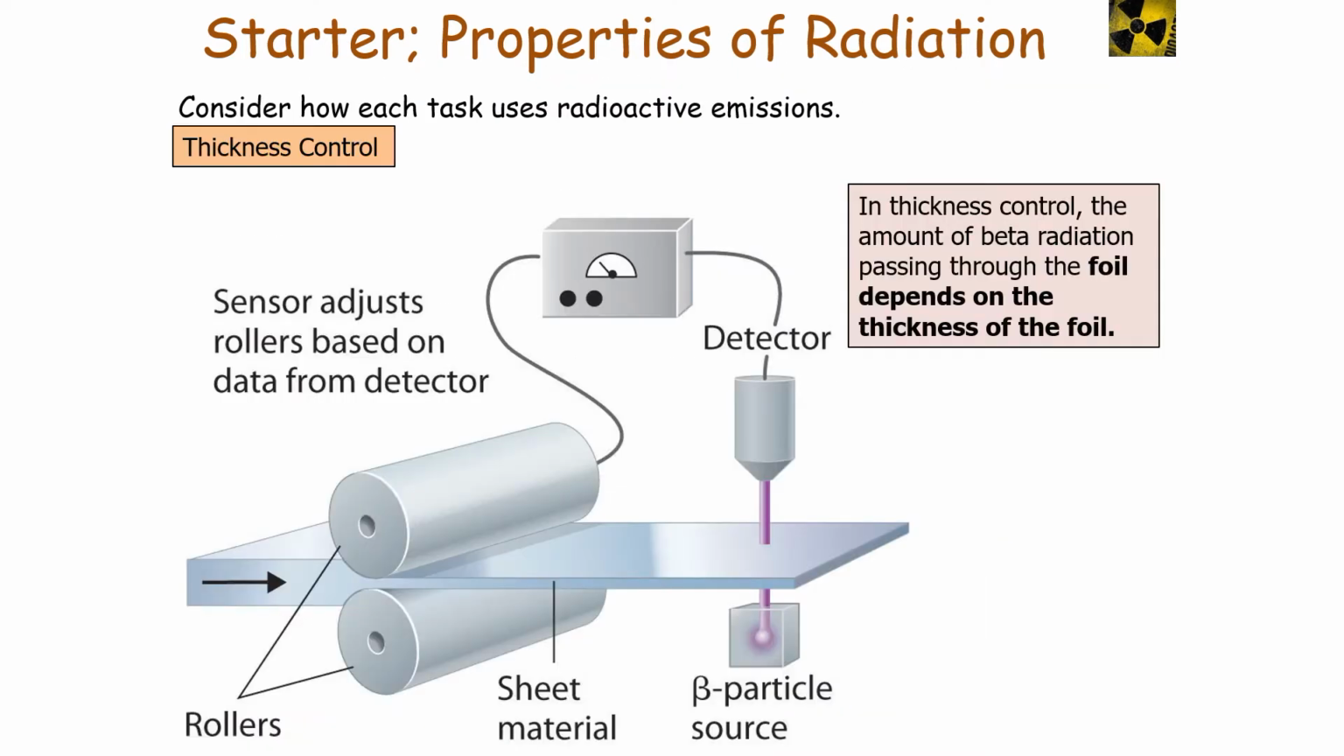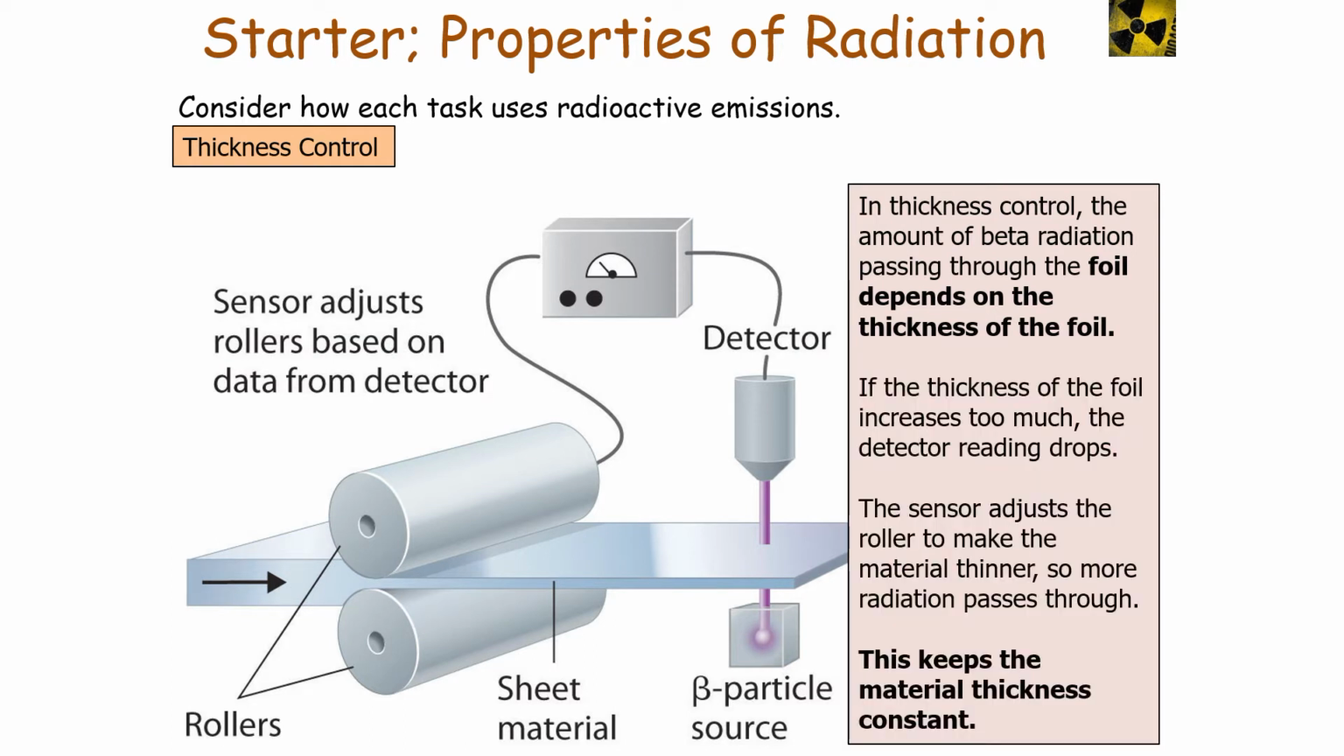Now, in thickness control, what you're looking at is trying to work out how thick a material should be. In most cases, this will be a sheet of metal. The amount of radiation passing through the foil or the metal depends on the thickness of the foil. For this particular example of aluminium, we use beta radiation, because if the thickness of the foil or metal increases too much, the reading on the detector will drop and the sensor then adjusts the roller to make the material thinner, so as a result more radiation passes through. So this keeps the material thickness of your metal sheet constant.